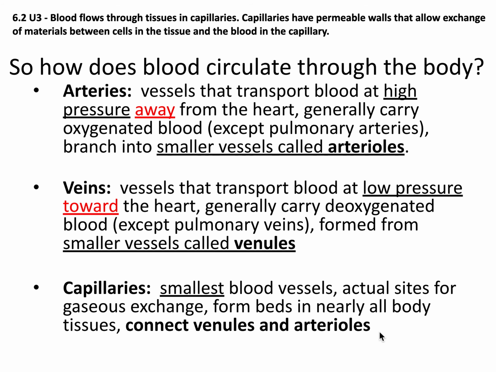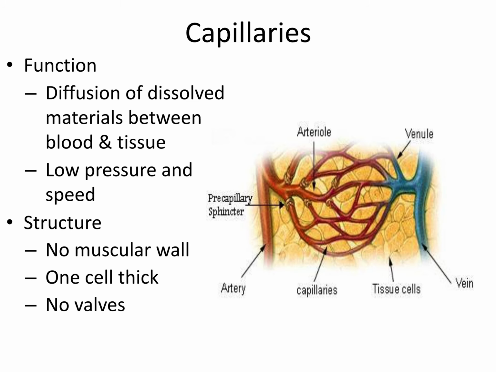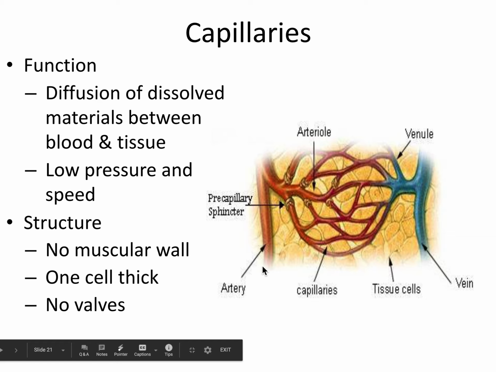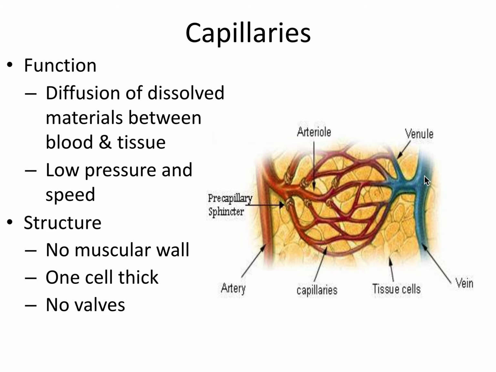The capillaries have permeable walls, and they're one cell thin, and they allow gas and other materials to exchange very easily across their walls. So here's a picture of a capillary. Capillaries are here in the middle. And here you can see a vein, and here you can see an artery. And then it starts to branch into arterioles, and the vein branches into venules.